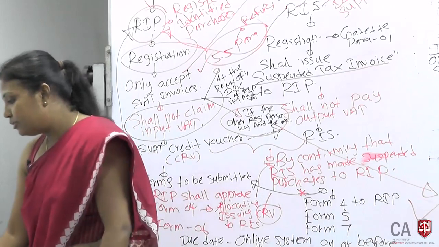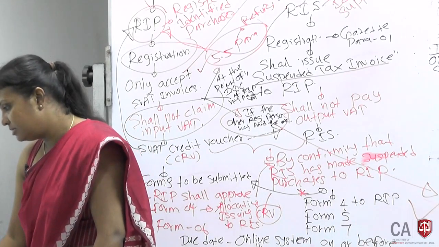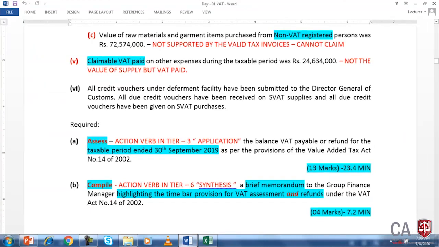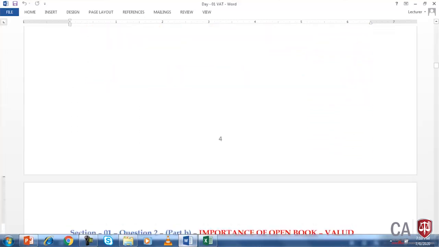Then we will go to part B of the pilot paper question. Part B is only 4 marks, 7.2 minutes. The question is: compile a brief memorandum about the time bar provisions of the assessment and the time bar provisions of the refund. It's really easy if you know the theoretical aspects, the theoretical areas.